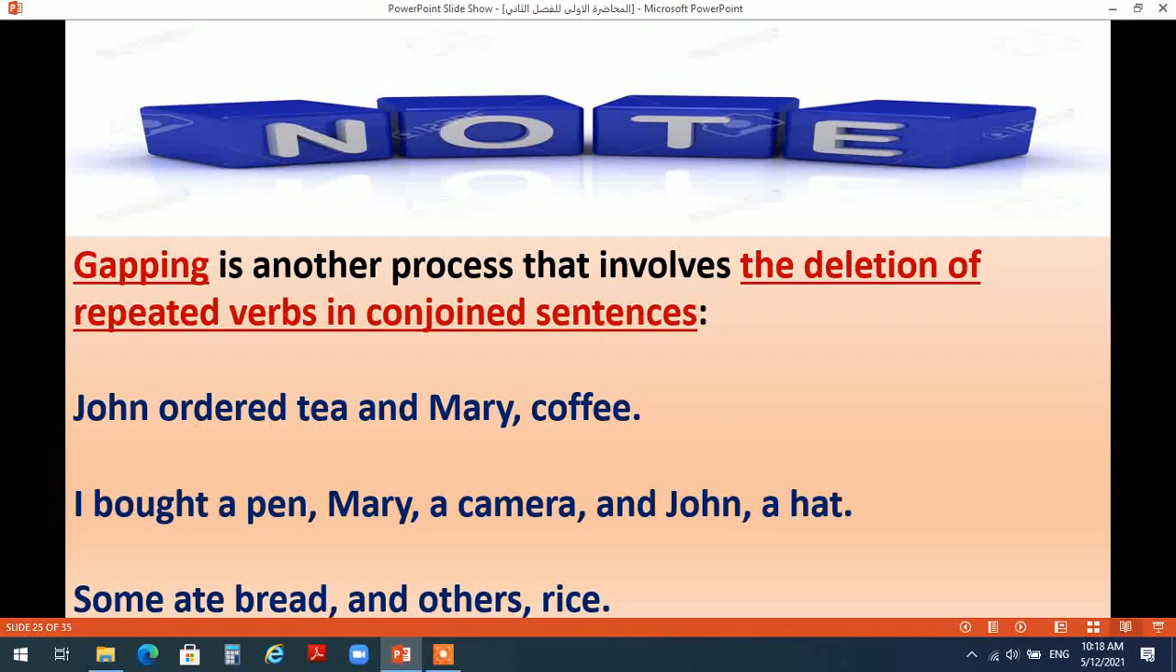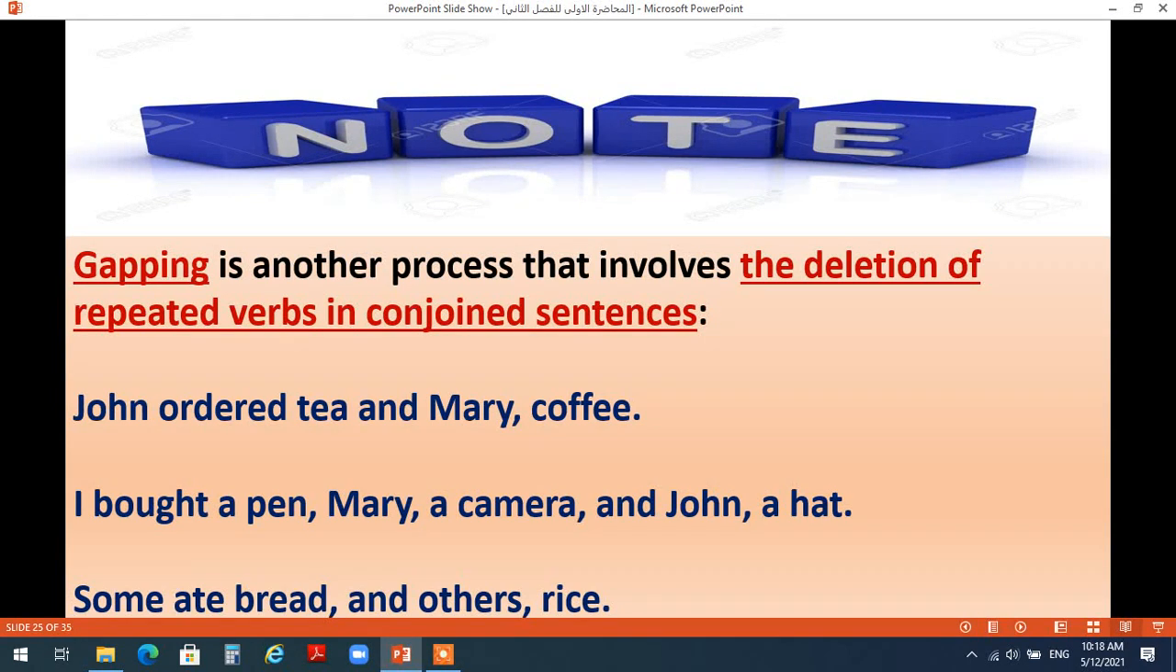For example, John ordered tea and Mary coffee. لاحظوا هنا الفعل الثاني اللي هو المفروض أن الجملة تكون John ordered tea and Mary ordered coffee، لكن بما أنه هو نفس الفعل دا يتكرر so there is no need for repetition، فإذا حذفنا الفعل من العبارة الثانية.